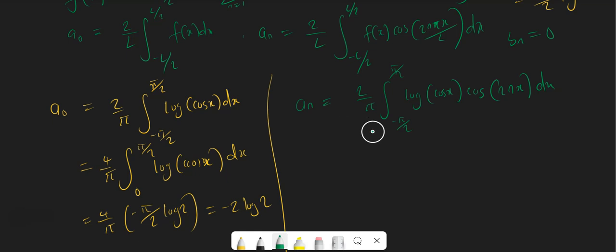So a sub n is 2 over pi times the integral over a symmetric interval, so we can just write this as 4 over pi times the integral from 0 to pi over 2 of the logarithm of cosine of x, then cosine of 2nx dx. Okay, so that is that. Now all that remains to find a sub n is to be able to compute this integral here.